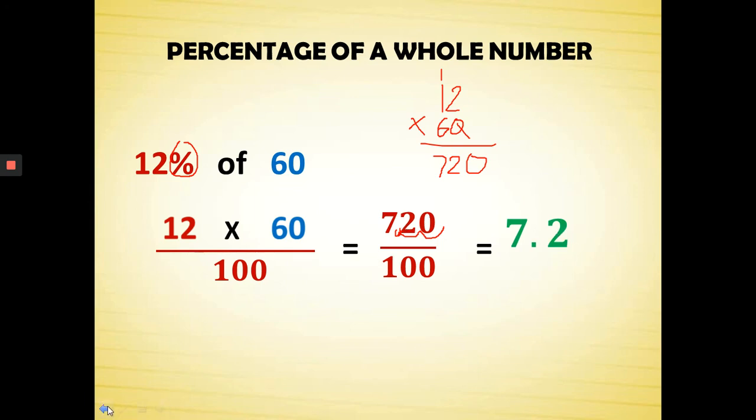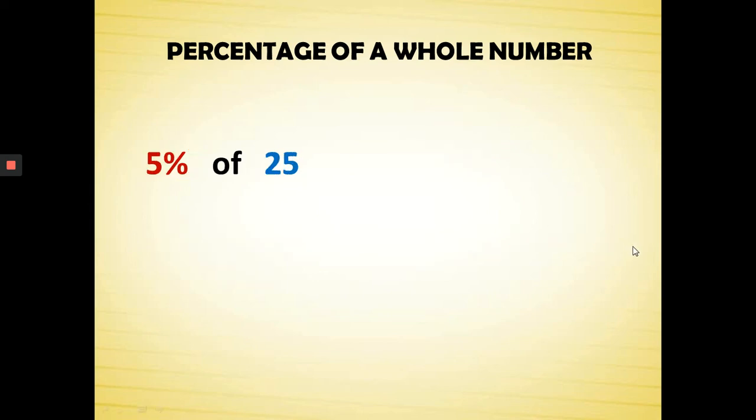Okay, just remove the 0. Okay, so it's supposed to be the answer is 7.20, but just remove the 0, so it would be 7.2. 7.2 is equal to 7.20. They're the same. Okay, the last example.